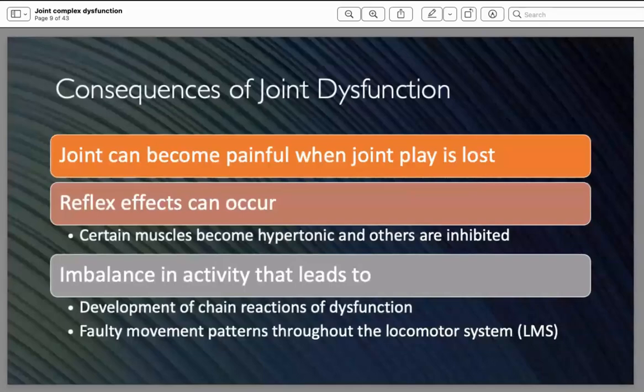It can be painful when joint play is lost, but pain doesn't always have to be present. And we can have a wide variety of reflex effects or compensatory effects that occur. Different muscles can become hypertonic and others can become inhibited or weak. That imbalance of functionality leads to chain reactions of dysfunction. So if we're overutilizing one thing and underutilizing the other, we have compensatory mechanisms at play. And faulty movement patterns can occur throughout that locomotor system or that musculoskeletal system.